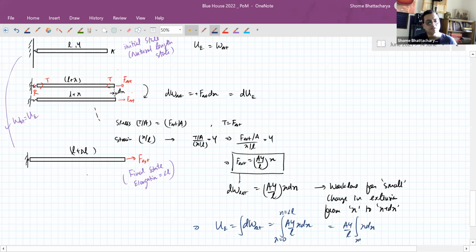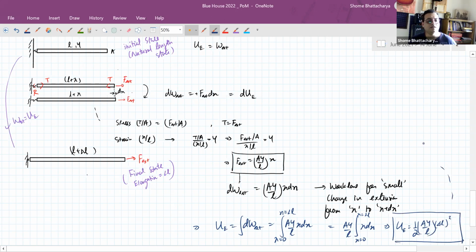These are constants. So you will see that the formula we get for elastic potential energy will become 1 by 2 AY by L into delta L squared. On substituting the limits, you get this.